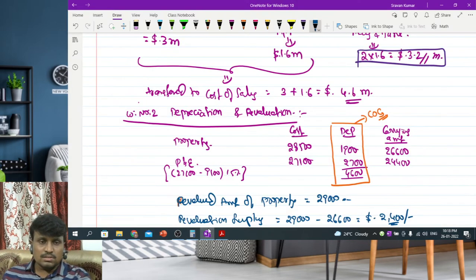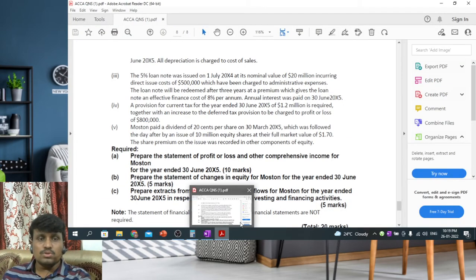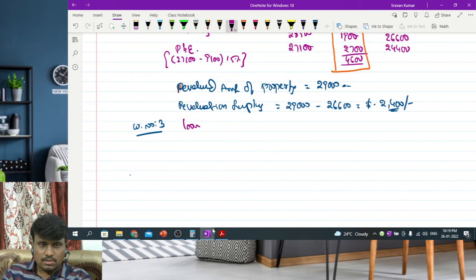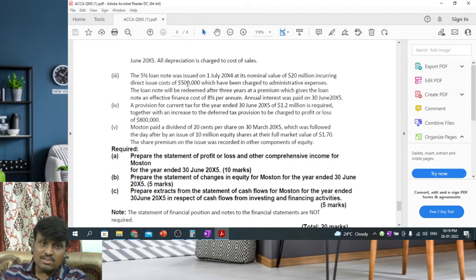Then coming to the third one, working note 3, relating to loan notes. A 5% loan note was issued on 1st July 2004 at its nominal value of $20 million, incurring direct issue costs of 5 lakh, which have been charged to administration expenses. Charged to what? Administration expenses. Clear?